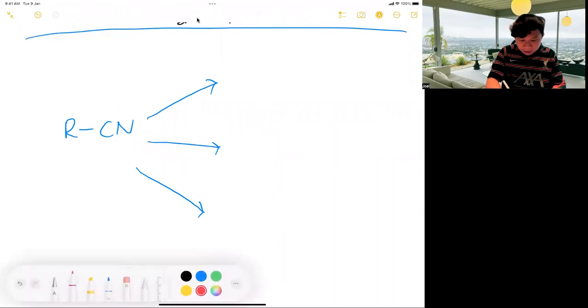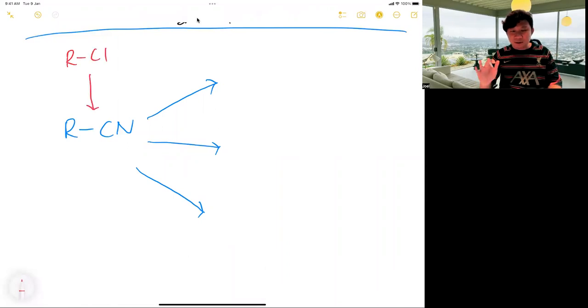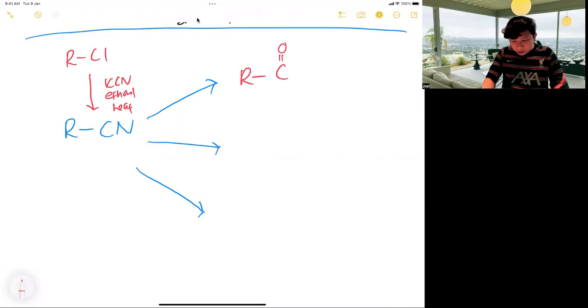Okay, so you remember whenever it's an RCl, I get this. What's the condition? Wait, again, what's the condition? Very good. KCN, ethanol, and heat. You get RCN. But the exam will never stop here, right?